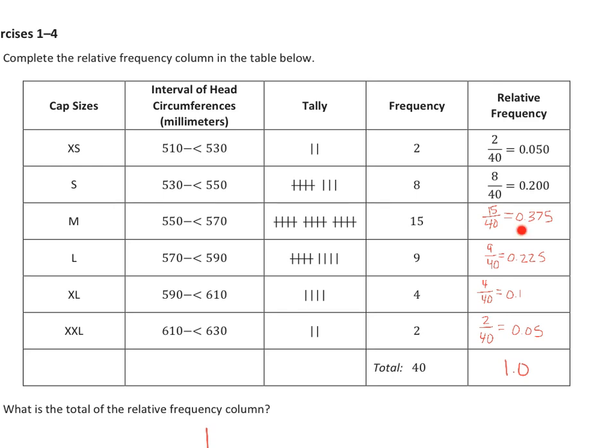So we end up with a 375 thousandths relative frequency here, 225 thousandths, 1/10, 5 hundredths, and that would add up to a total of 1, which is the whole, which makes sense because 40 out of 40 would be a whole, and we added 2 plus 8 plus 15 plus 9 plus 4 plus 2, which equals 40 out of 40. So combining all of your relative frequencies should always equal 1.